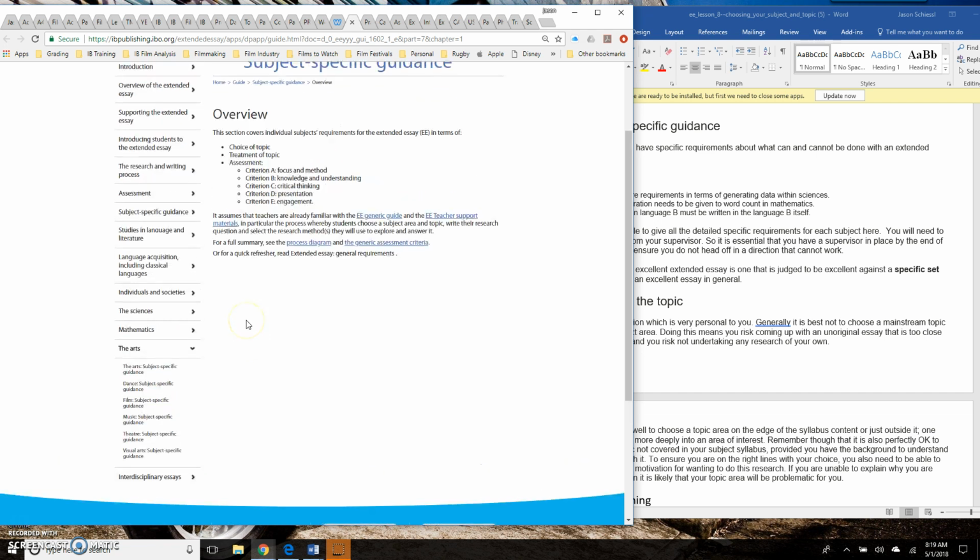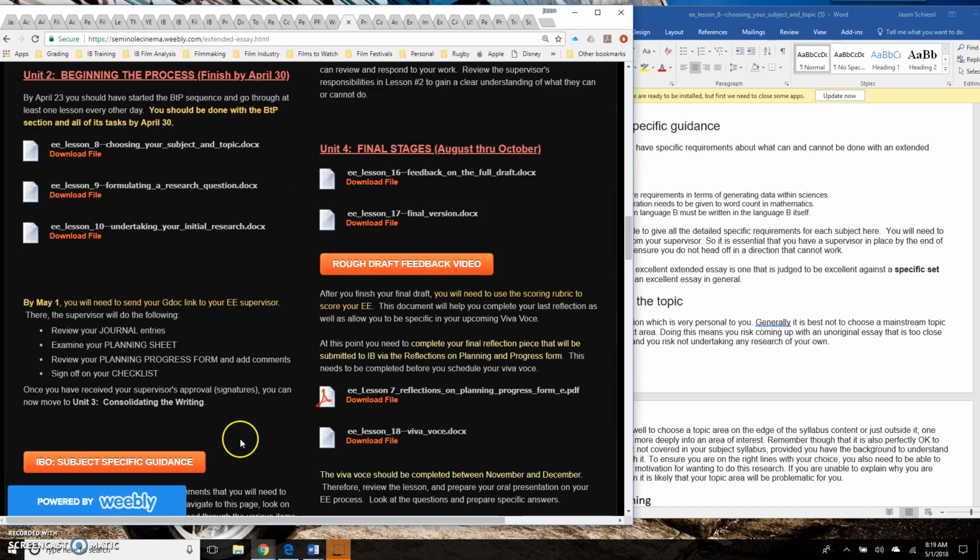So if you are going to choose a subject, it is really important that you go to the IBO to get that specific guidance so that you have a better understanding of what is going to be expected of you when you immerse yourself into writing and researching an EE subject that falls within that subject area.